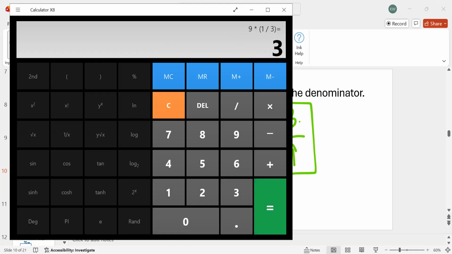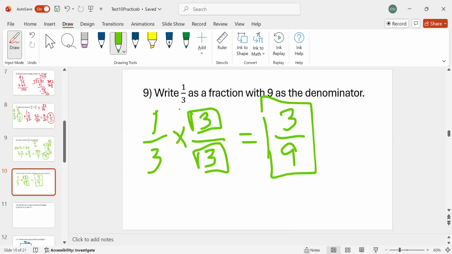And that'll give you an idea of what needs to be on the numerator if 9 is on the denominator. But you really just need to figure out what you need to multiply that denominator by to get the new denominator. And then you also need to multiply the numerator by that number to get the new numerator.